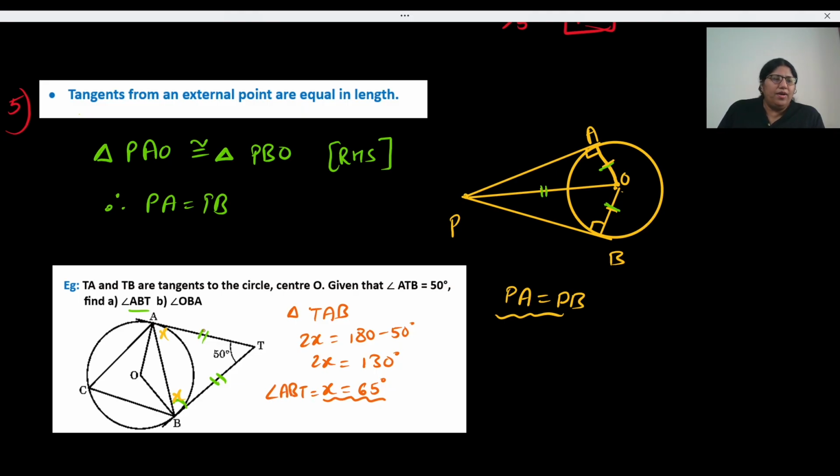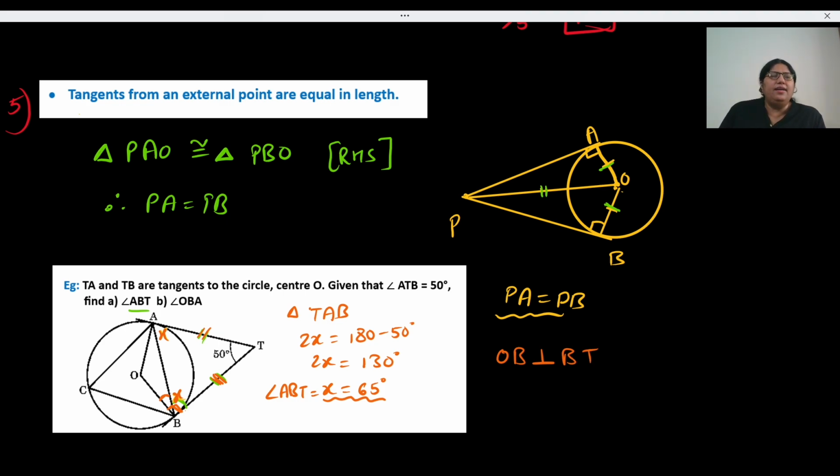So which theorem are you using? Tangents from an exterior point are equal in length, which gives an isosceles triangle, and using the angle sum property you get x. Other than that, how do you find the measure of angle AOB? This angle, how will you get it? You know that the tangent is perpendicular to the radius, and OB is the radius, so I can take OB perpendicular to BT using the previous theorem, theorem number 4.